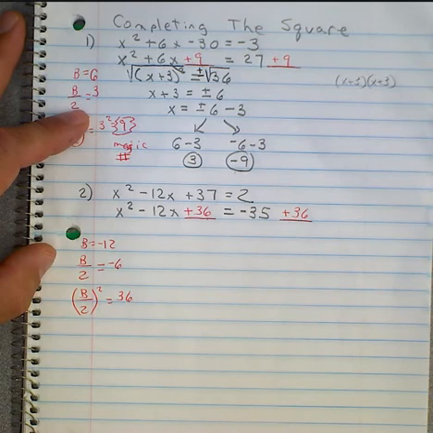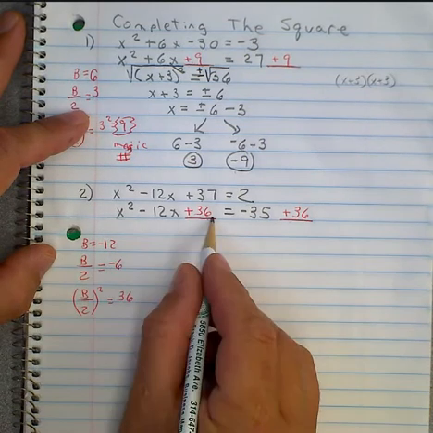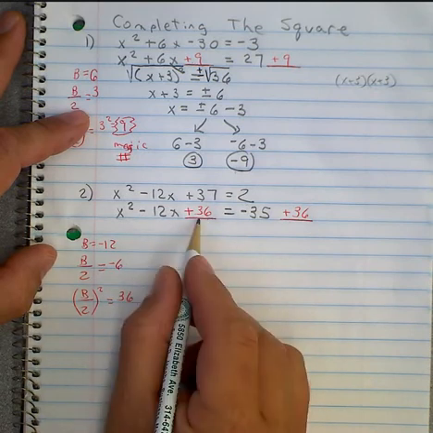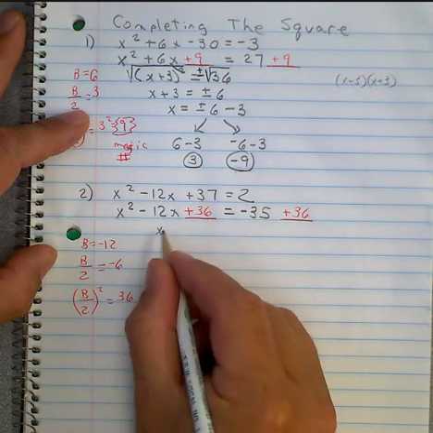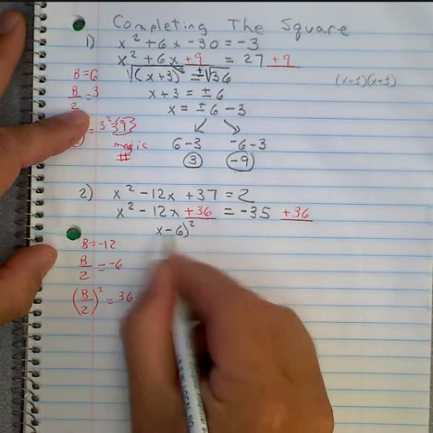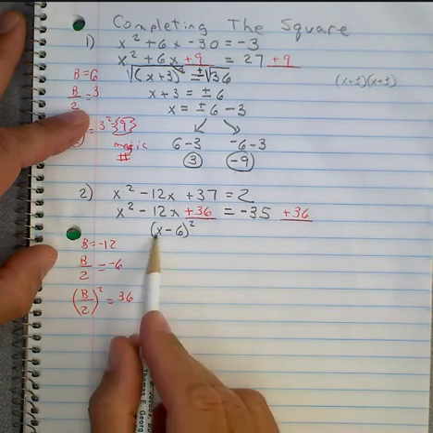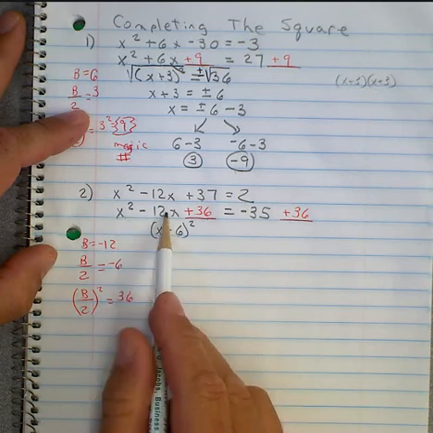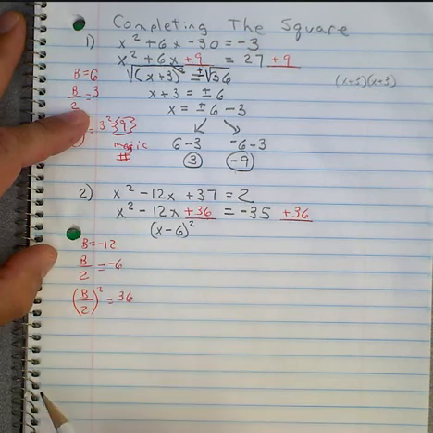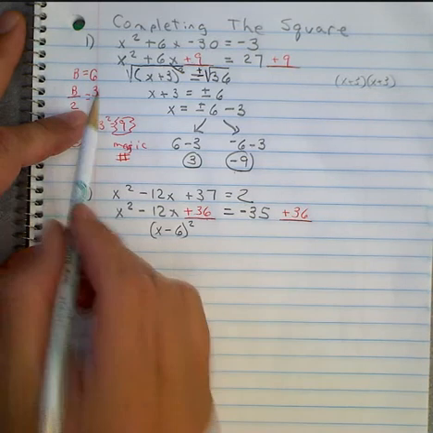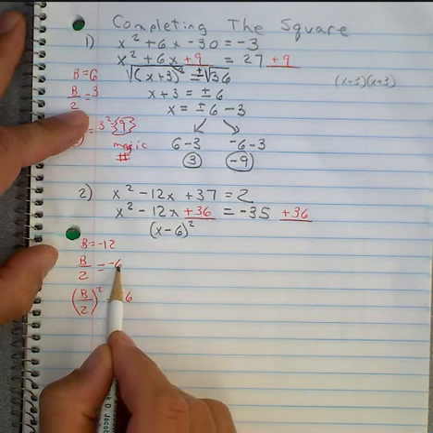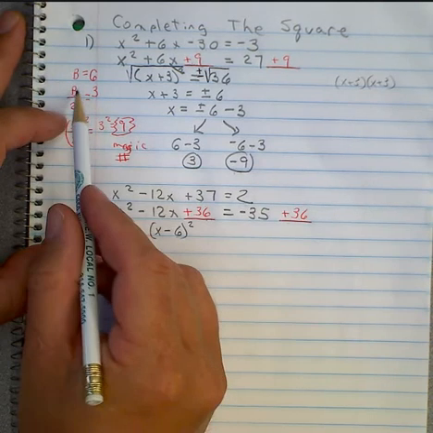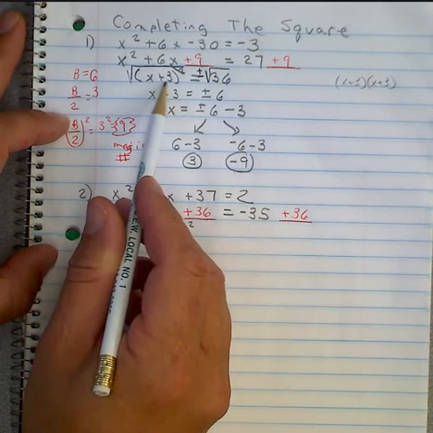Just like before, this part is factorable. It's called completing the square, and it will always come out to be a square. This will be x minus 6 squared when I factor it. It is true that x minus 6 times x minus 6 would give me x squared minus 12x plus 36. It's also true that this number right here, the negative 6, is the b over 2. Always, it's what goes in there. Over here, the b over 2 was 3. Always, that's the number that goes in there.